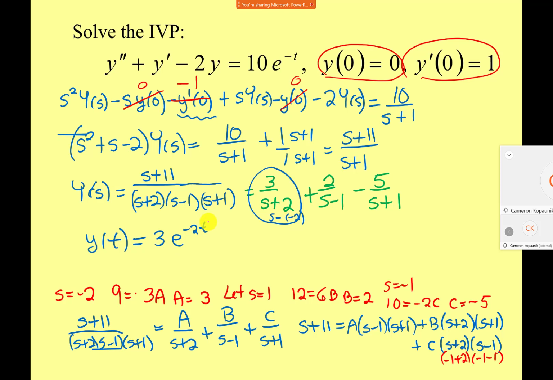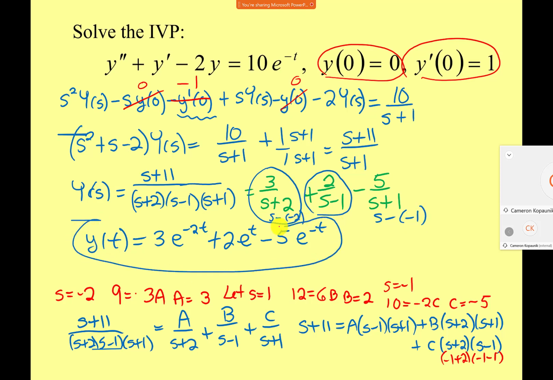And then we have plus 2. We're looking at this next term. That's going to come back as e to the at, and so that's going to just be an e to the t. And then the last one is minus 5 e to the minus t, because this is s minus a, minus 1. Okay, so this is our solution, including initial values and so forth.